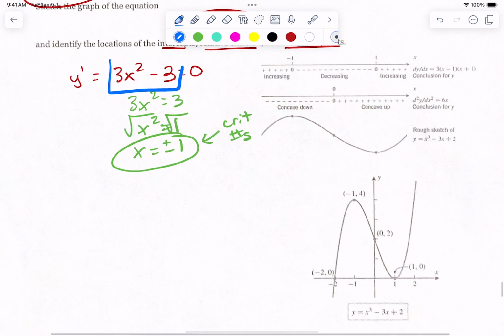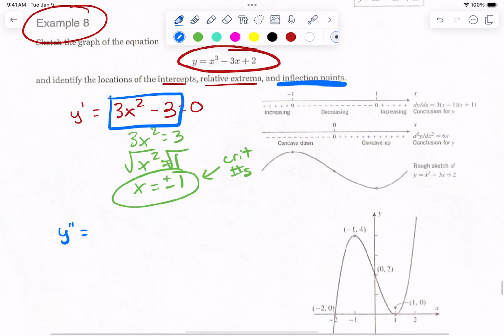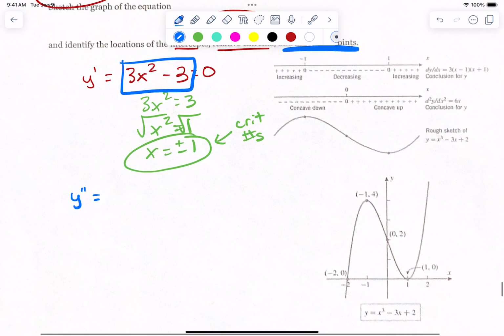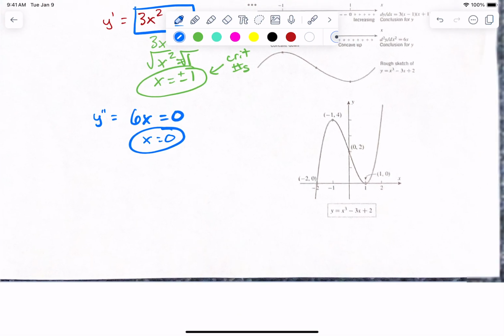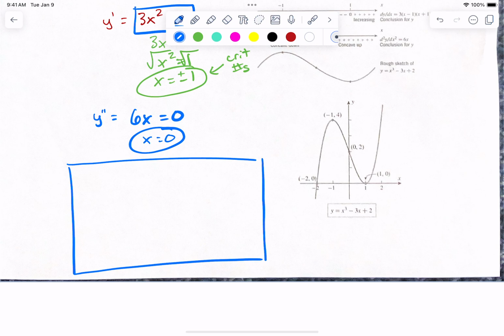So this was our first derivative. Our second derivative, y double prime, because we have to find inflection points. If I take the derivative of that, 6x. Now I set it equal to 0. x equals 0. So that is my critical number for my second derivative. So it is also a critical number.